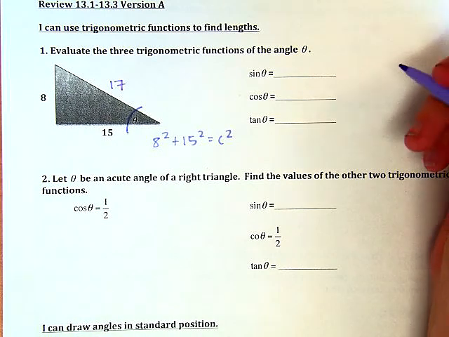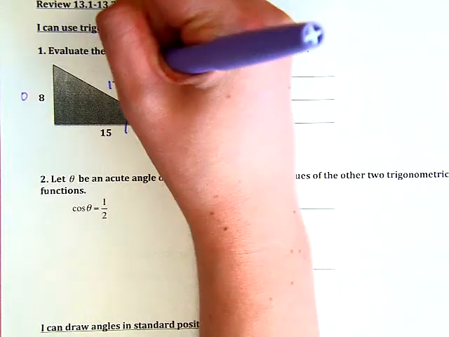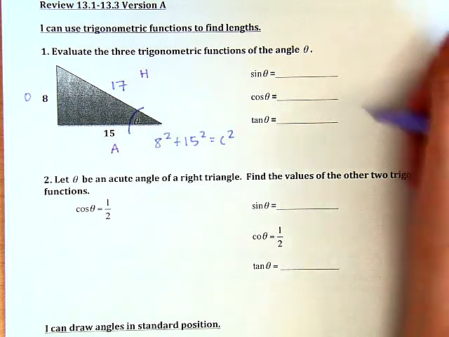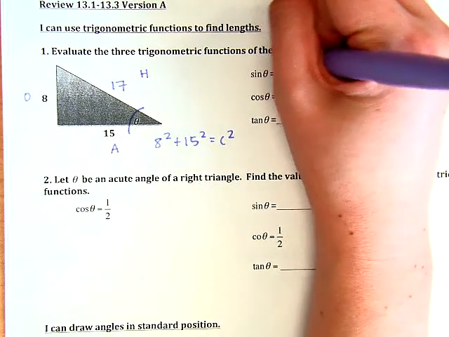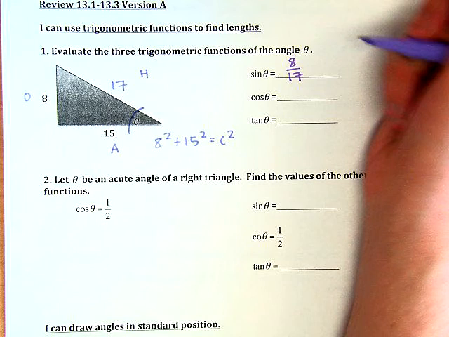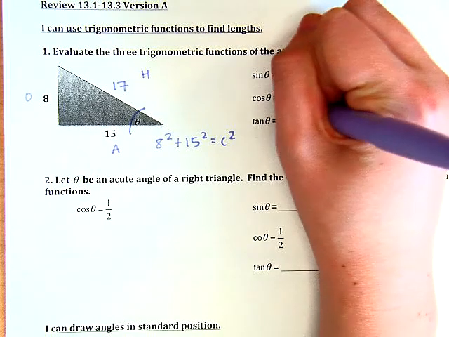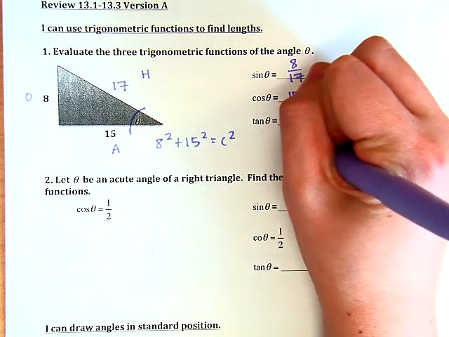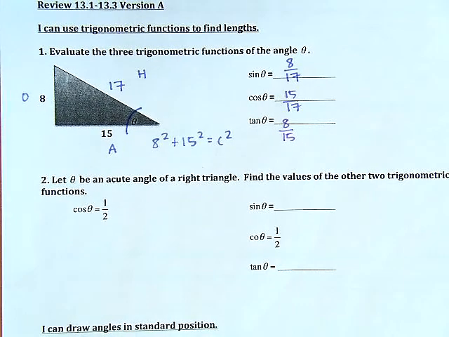So on that triangle, I'm going to label my opposite, my hypotenuse, and my adjacent. So sine is opposite over hypotenuse, 8 over 17. Cosine is adjacent over hypotenuse. And tangent is opposite over adjacent, just like that.